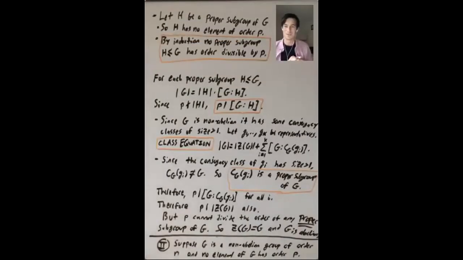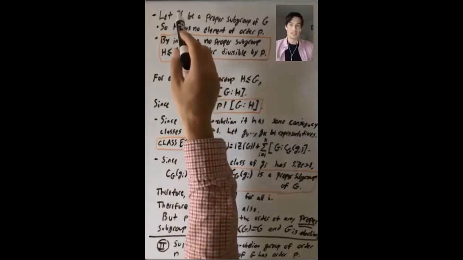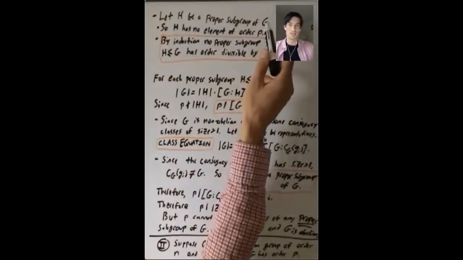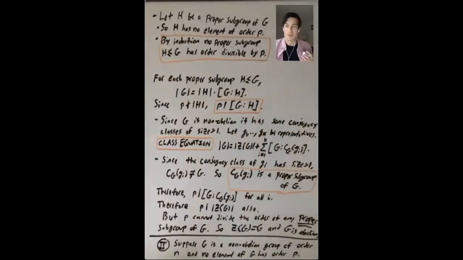Let's finish this proof. We've supposed that G is a non-abelian group of order n, and no element of G has order P. The big idea is to argue by induction on the size of G. So what does induction get us? Let's say that H is a proper subgroup of G. Certainly, H has no element of order P, because if H had an element of order P, so would G. So what does that mean? H is a group whose size is smaller than n, the size of G.